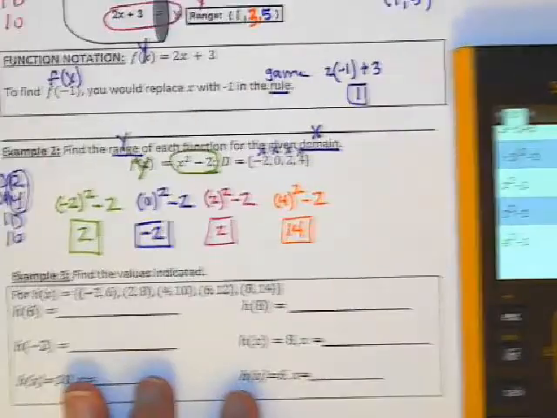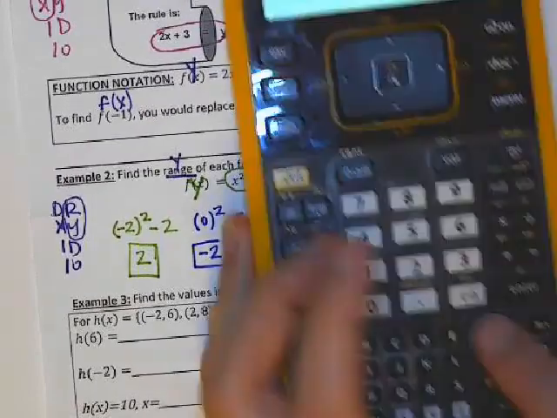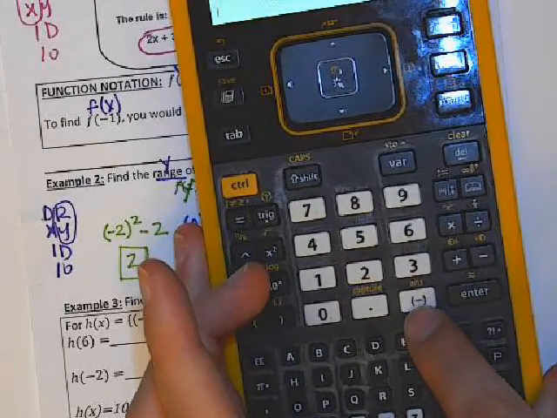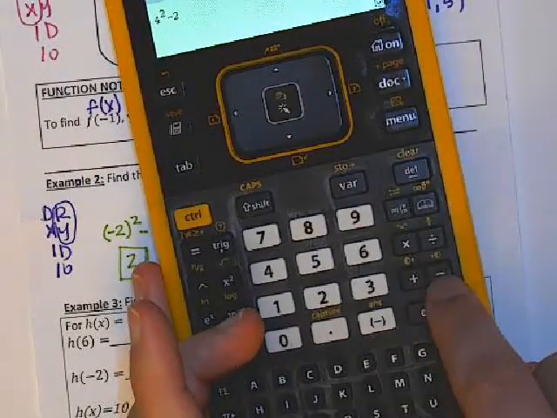Okay? So did I find the ranges? Yes, I did. 2, negative 2, 2, and 14. Good? Every time I put in parentheses, then squared, then minus 2. If you're getting the wrong answer, check you're doing negative 2 and not minus 2. Are you hitting this button for minus? This means negative. We want minus. Okay?